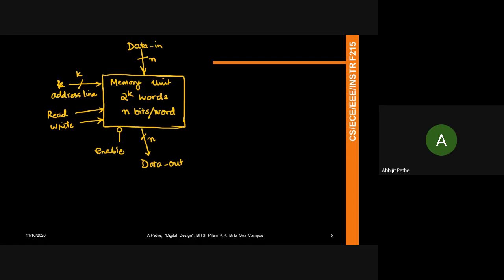So always remember, k address lines for 2 power k words, because you want to access each and every point in the memory. You can also think about it the other way sometimes, which helps to think about memory, is that you can call these 0, 1, 2, etc., all the way to 2 power k minus 1.